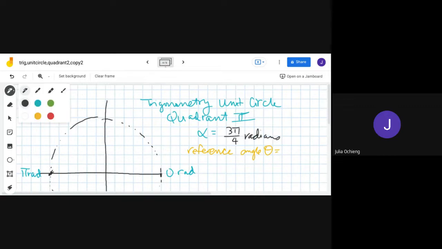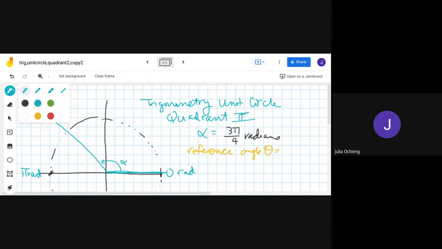Let's switch back to blue. The angle is going to have a start side right here on the positive x-axis, which is where the angle always starts when you graph it. And then 3 pi over 4 is going to be right about up to here, halfway into the second quadrant. So this is 3 pi over 4 radians.